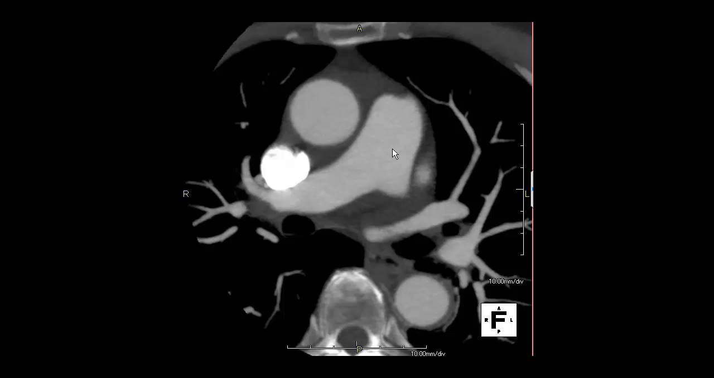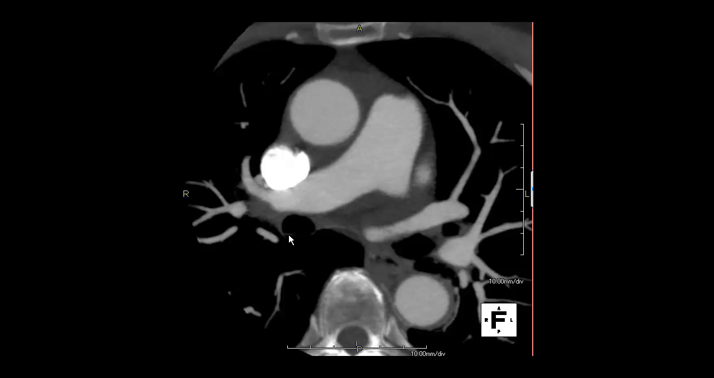This is case L3 CT A54. The history is that of a 66-year-old woman who's had some chest pain, but has a history of atrial fibrillation, and the examination was ordered by the electrophysiologist primarily for preoperative evaluation for pulmonary vein ablation therapy.